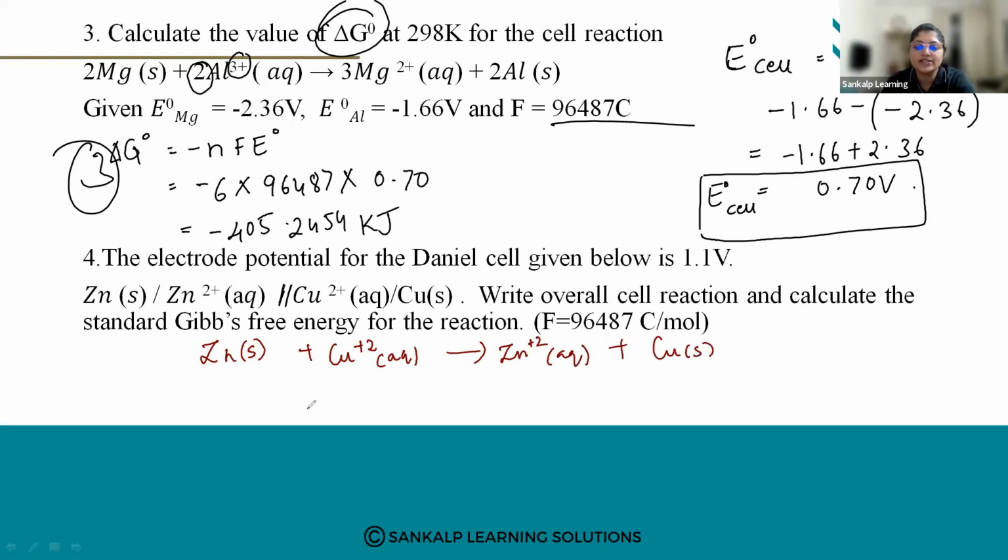So what is standard Gibbs free energy? Delta G naught is equal to minus n F E naught of cell. Here n represents the number of electrons involved, which is 2. Then the Faraday value is 96,487, into E naught of cell, which is given as 1.1 volt. See what answer you are getting, students. What is the answer you are getting?